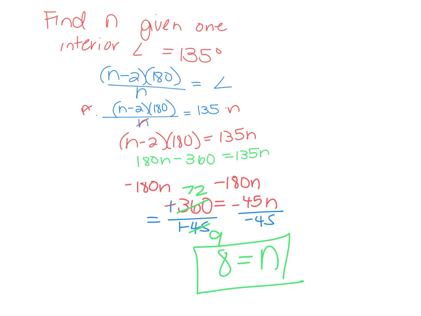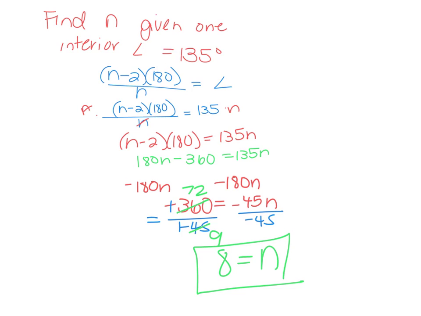So you're going to see questions just like that in the homework. So this time they're giving you the angle measurement but not the n. So you're going to follow that same exact pattern every time. n minus 2 times 180 over n. Multiply n on both sides. Distribute the 180. Get both n terms to the same side. And then divide by whatever is attached to the n.